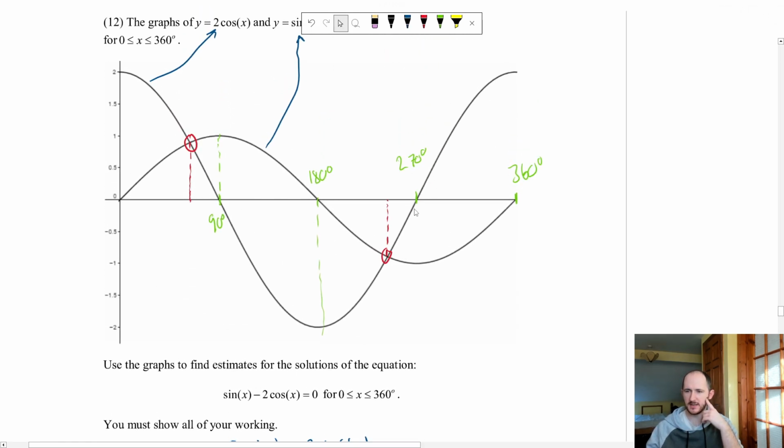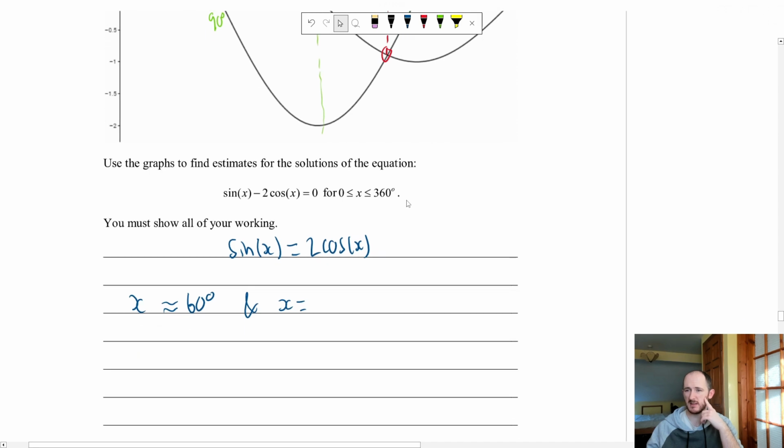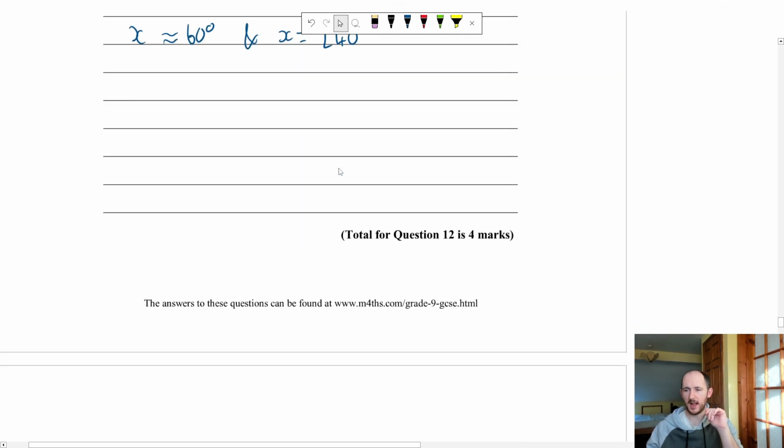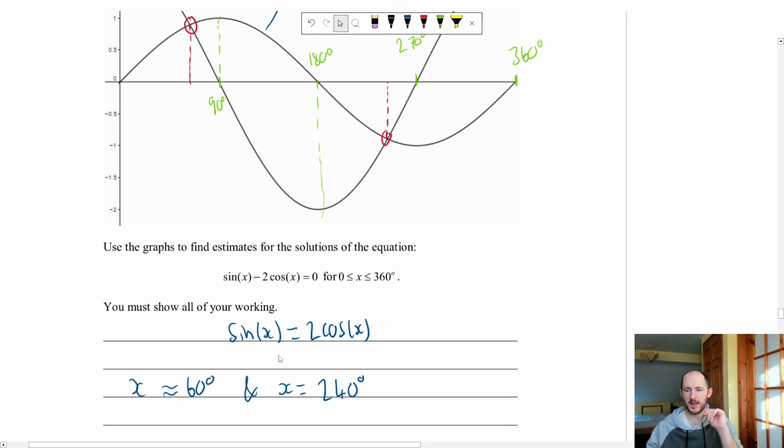So it's between 180 and 270, but it's closer to 270. So maybe 220, 230? Maybe even 240. Let's just say 240. Now, I actually know how to check my answer because I do know how to work out this stuff, but that's A-level maths, so don't worry. This is perfectly fine. 4 marks.